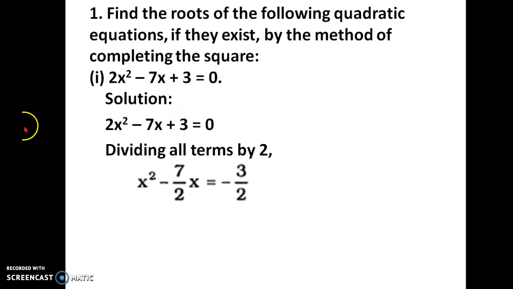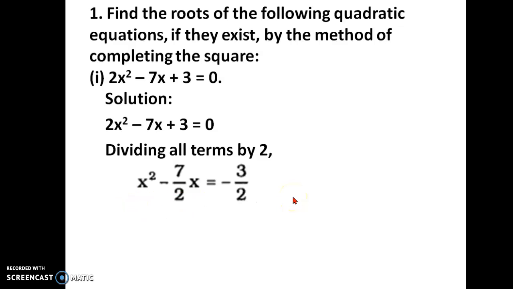After dividing, I got x square minus 7x by 2. Simply minus 7 is there, so that will be 7 by 2, and 3 is there, so 3 by 2 I will get. The next step is I bring this 3 by 2 to the other side of the equal sign. Here it is positive, so when it comes to the other side of equal to, it comes as negative.